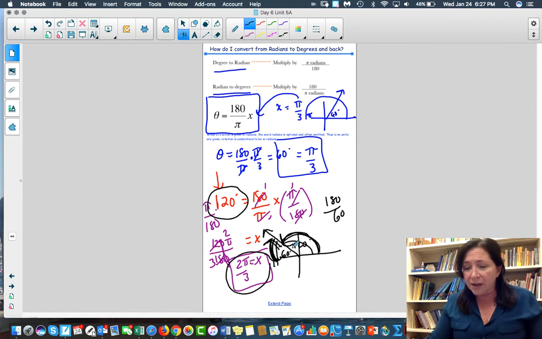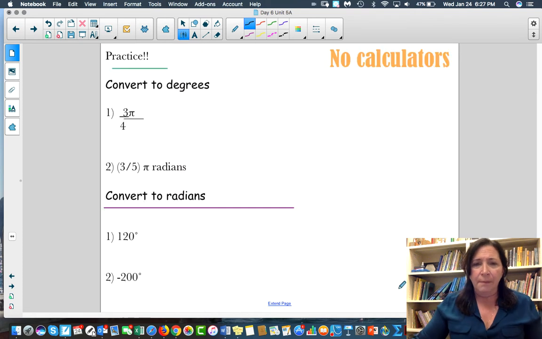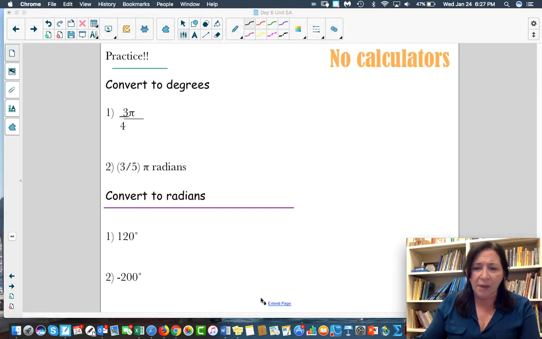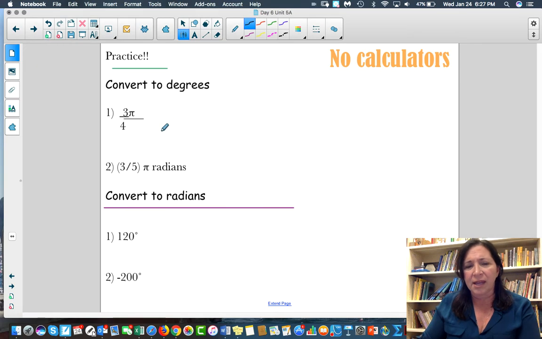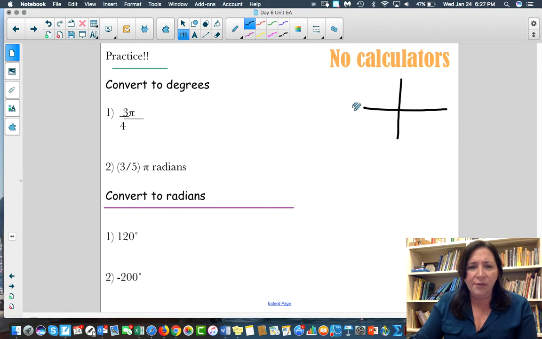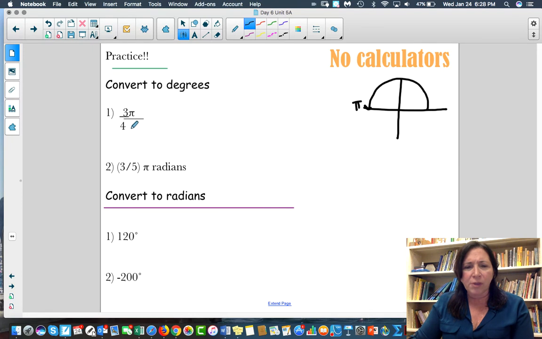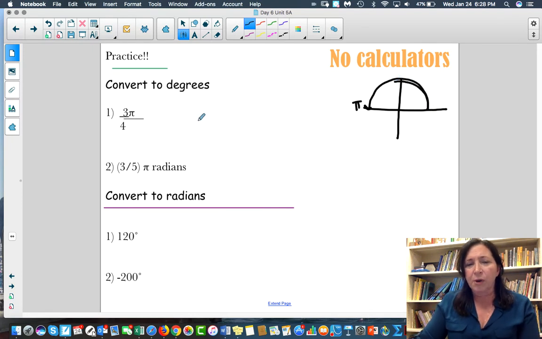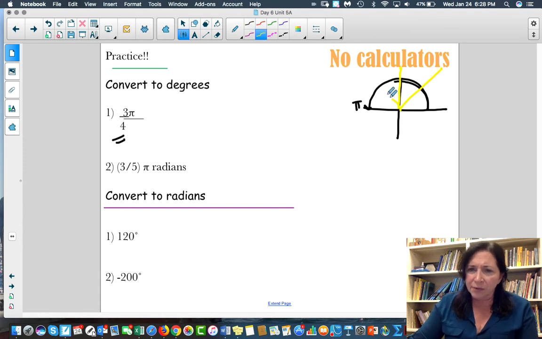So you could do that in your head, or you can use the formula. We're going to use the formula because I want you to get used to this, because you don't always have an exact value. Like this, 3/4 pi, let's do that one. 3/4 of the way around, that's pi from here to here, but this is 3/4 of the way. Remember, anything that divides by 4 is going to be a fourth, a fourth, a fourth, and a fourth.